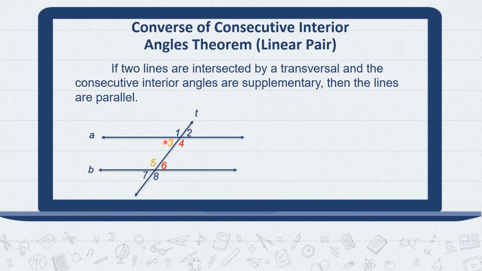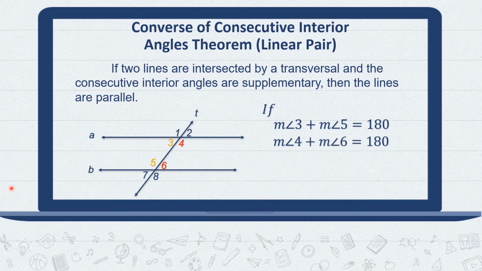We have angle 3 and angle 5, and we also have angle 4 and angle 6. So in the theorem, if the measure of angle 3 plus the measure of angle 5 is equal to 180 degrees, and the measure of angle 4 plus the measure of angle 6 is equal to 180 degrees, meaning they are supplementary, we can conclude that line A is parallel to line B.